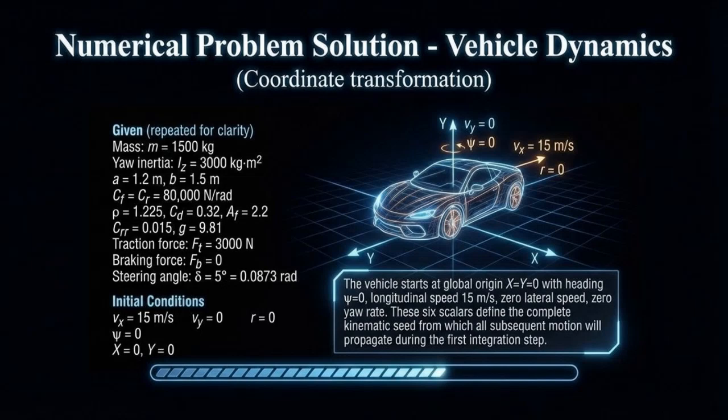At the start of the simulation, the vehicle is placed at the global origin, with x equals 0 and y equals 0. The vehicle heading angle, psi, is 0 radians, meaning the car is aligned with the earth frame. The longitudinal speed is 15 meters per second. The lateral speed is 0, and the yaw rate is also 0. These 6 initial values, position, heading, velocity, and rotation, form the complete kinematic starting point. From this state, all future motion is generated through the first and subsequent time integration steps.